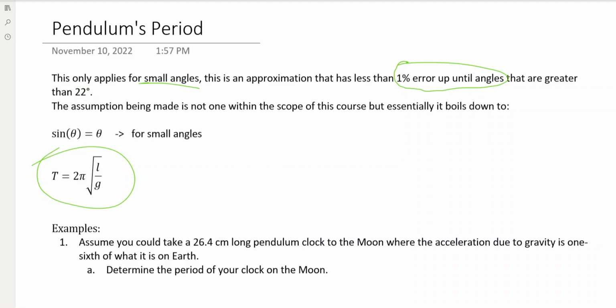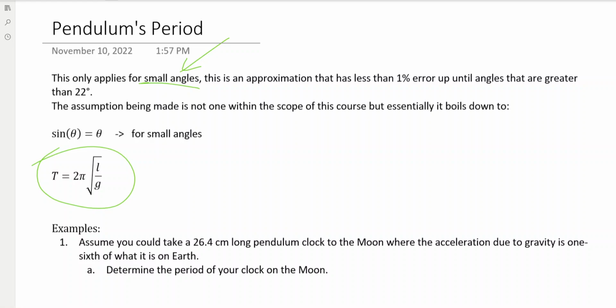So that doesn't really matter. All you have to know is it only works for small angles. Okay, the rest of it you don't need to know, but you have to know it's small angles. And you also don't need to know this, but it's very interesting for our course.